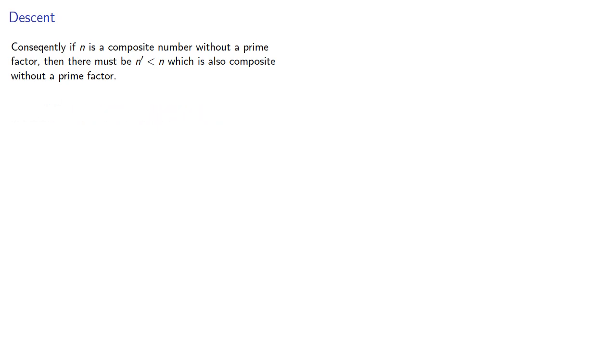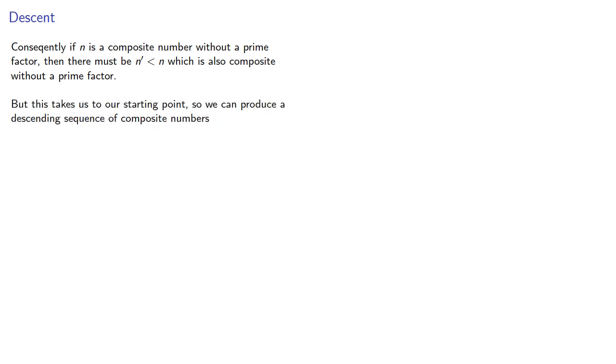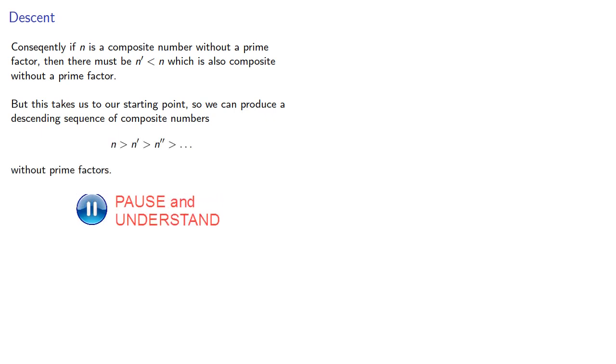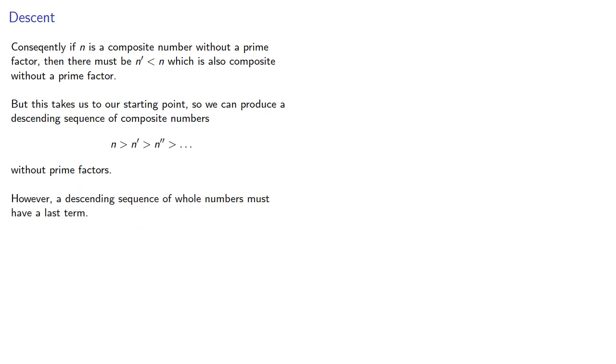But this takes us to our starting point, so we can produce a descending sequence of composite numbers without prime factors. However, a descending sequence of whole numbers must have a last term, which can't be composite, producing our contradiction.